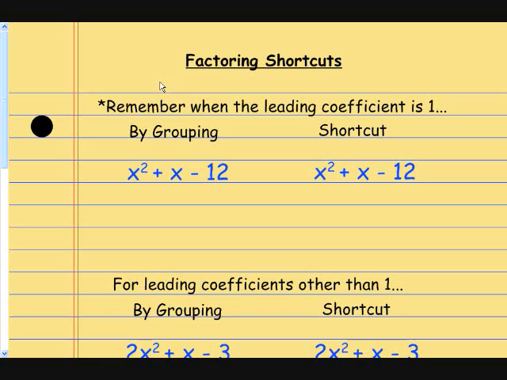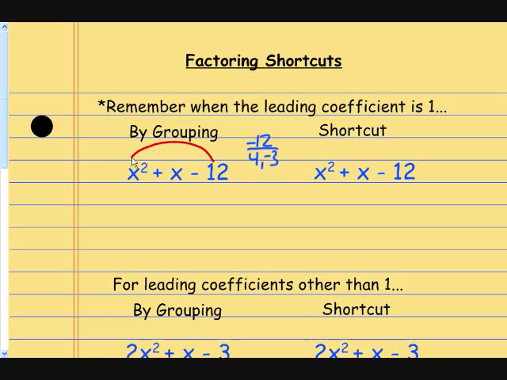So taking a look at these first couple, we already know how to do this shortcut, but I'm going to review it because it helps when we look at things that don't have a coefficient of 1. So remember that when we have a leading coefficient of 1, when we factor this by grouping, we build a bridge that gives us a negative 12. The two numbers that multiply together to give us a negative 12 but add together to give us the middle term, which is the positive 1, are going to be a positive 4 and a negative 3.